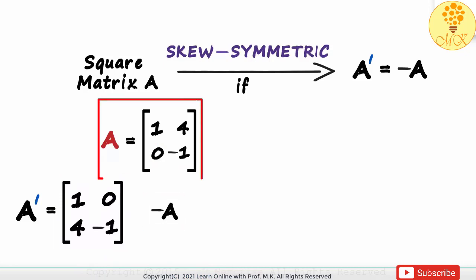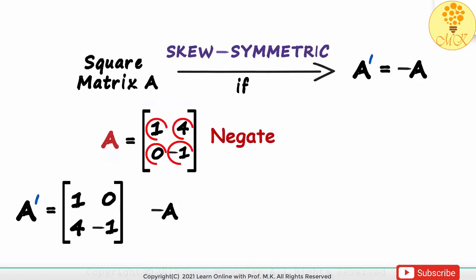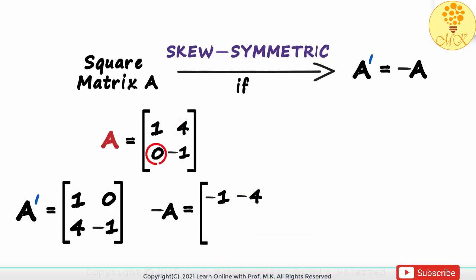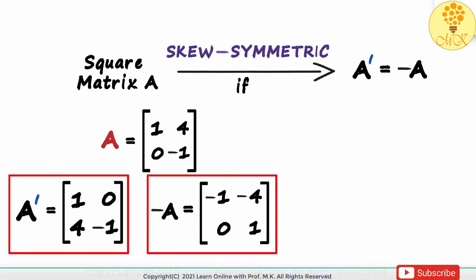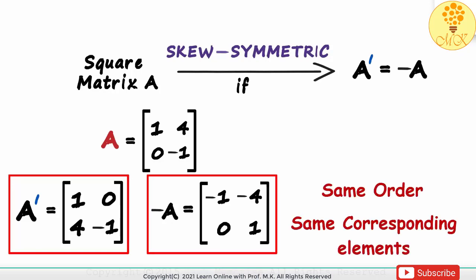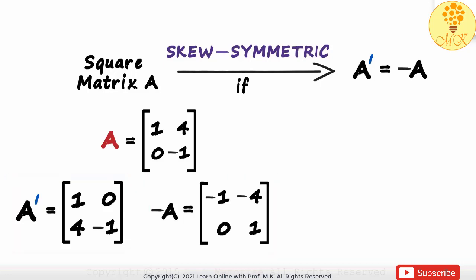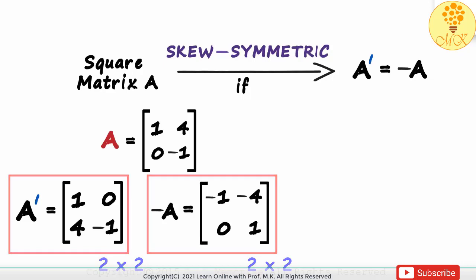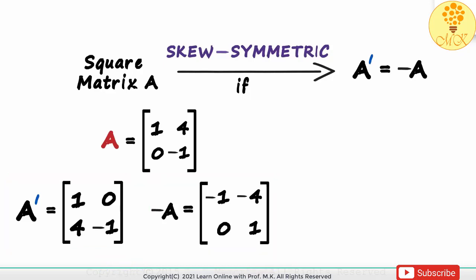And what about negative A? To find the negative of a matrix, we negate each of its elements. 1 will be minus 1, 4 will become minus 4, negative of 0 is 0, and negative of minus 1 is 1. Are these two matrices equal? For two matrices to be equal, their orders have to be equal and their corresponding elements also have to be equal.